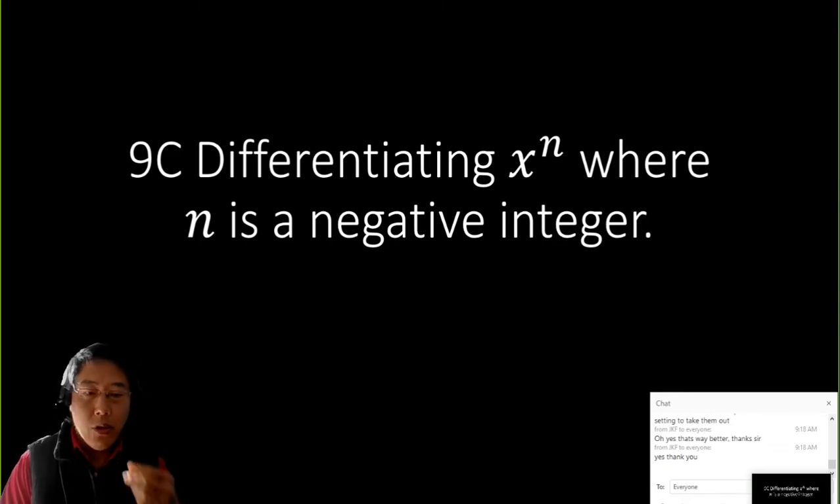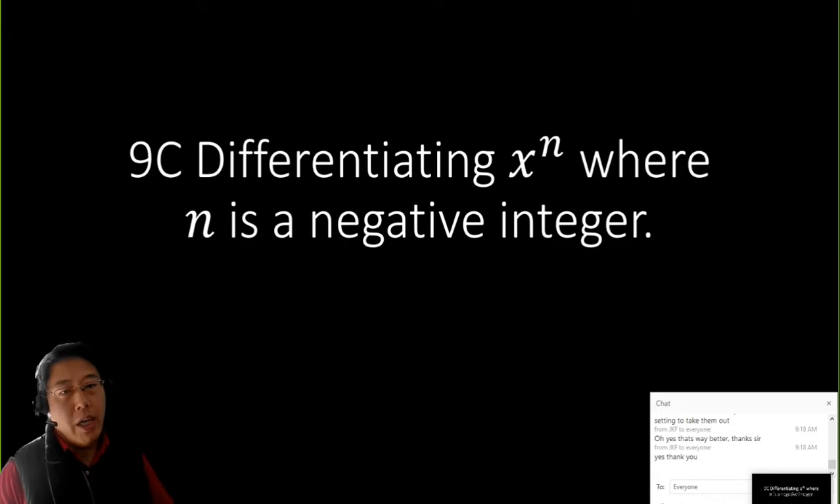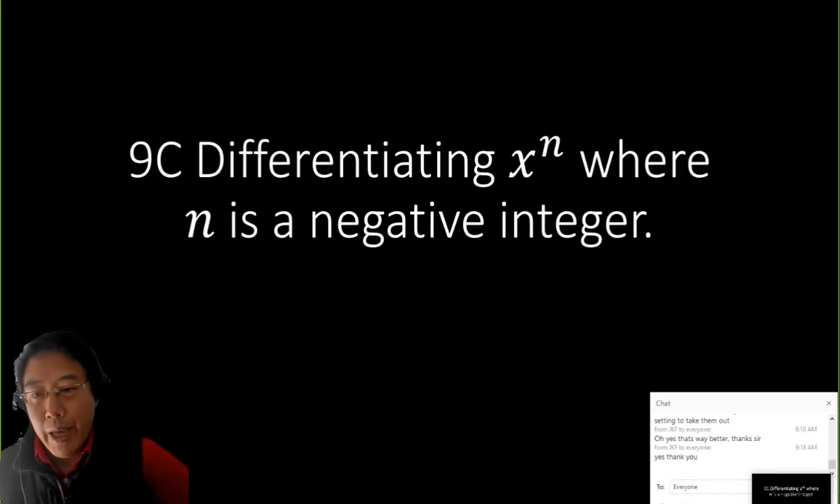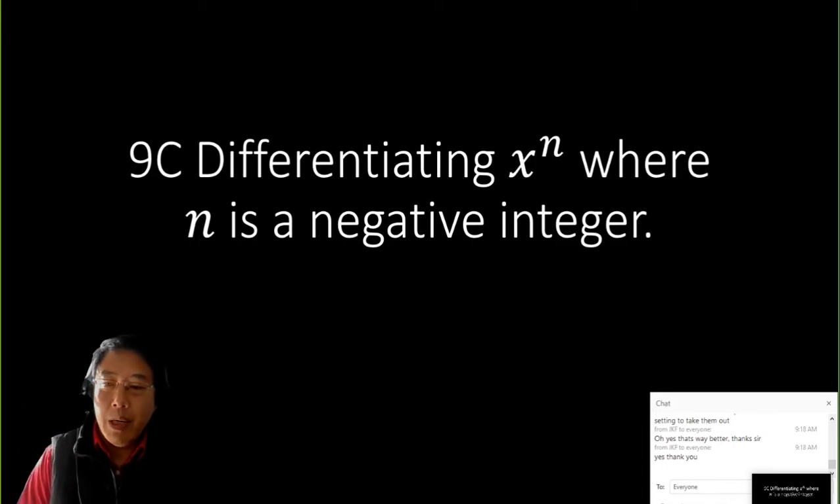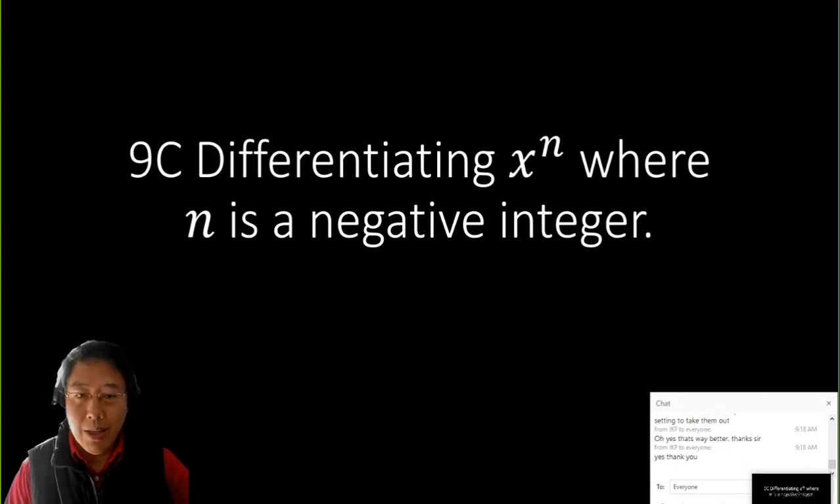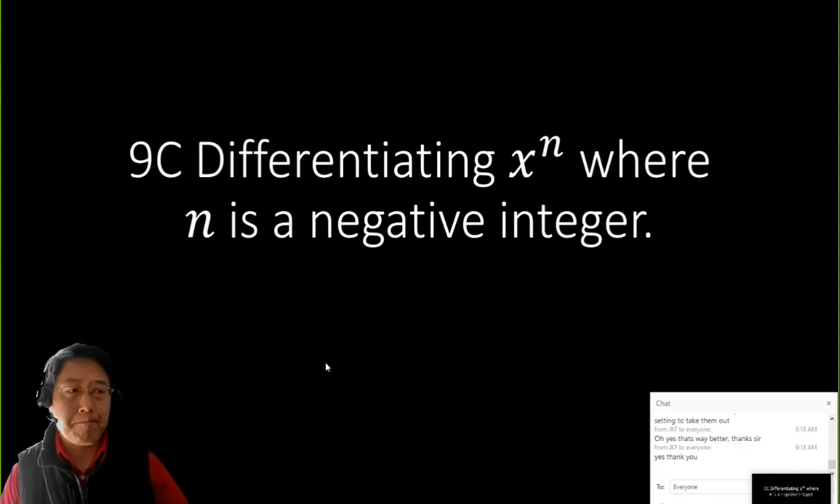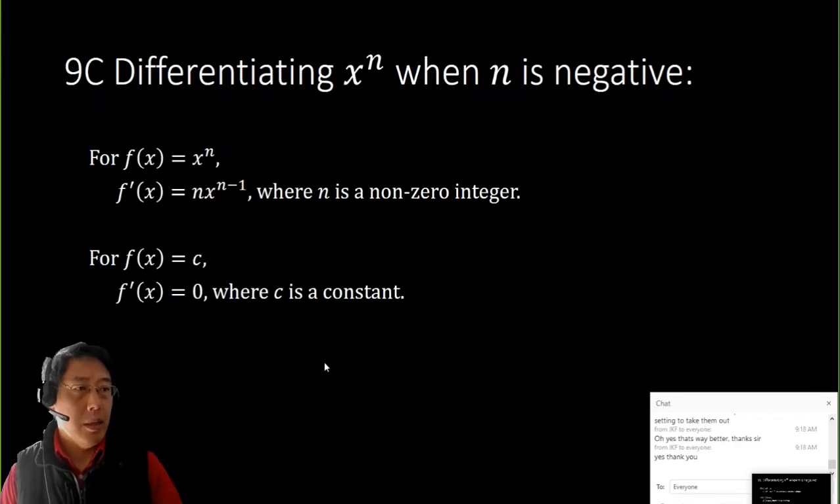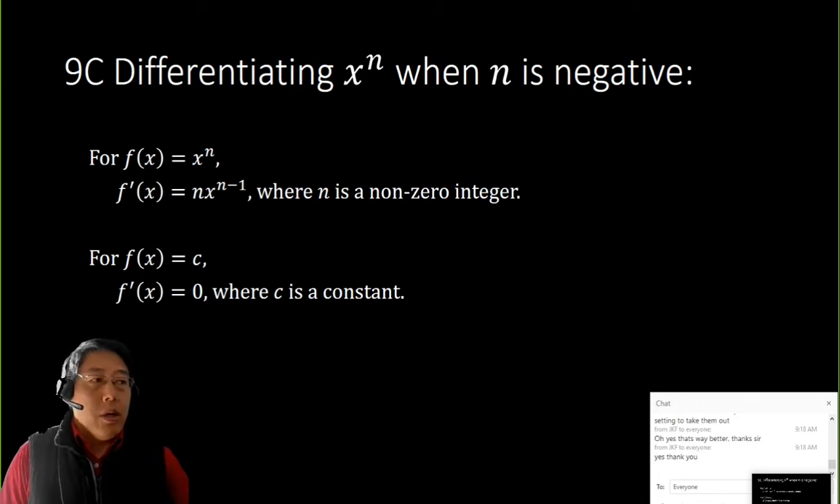Just to lead you ahead, when you differentiate x to the power of n, the actual power, it doesn't really matter if it's positive, negative, a fraction, or a decimal, the rule will still be the same. Okay? So, it's the same as before, the formula will be the same.